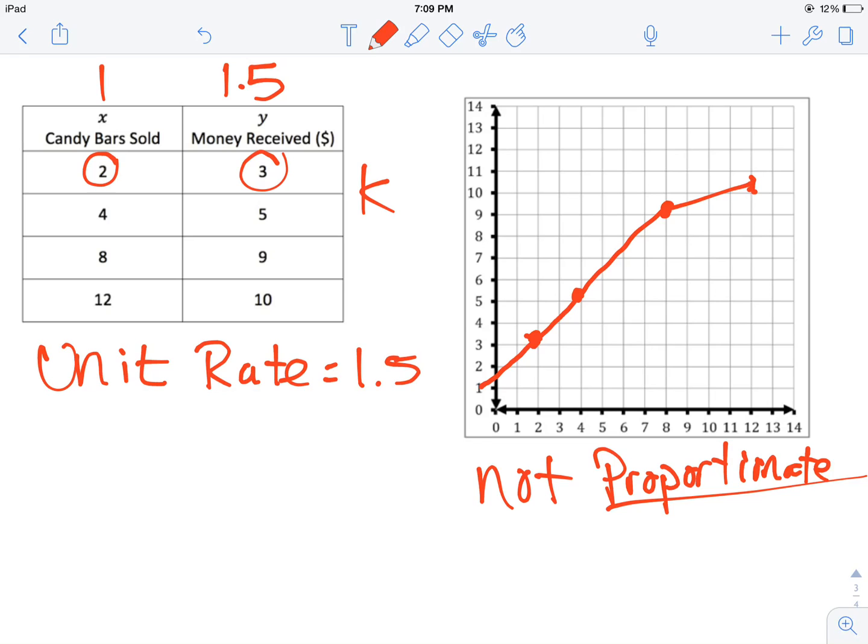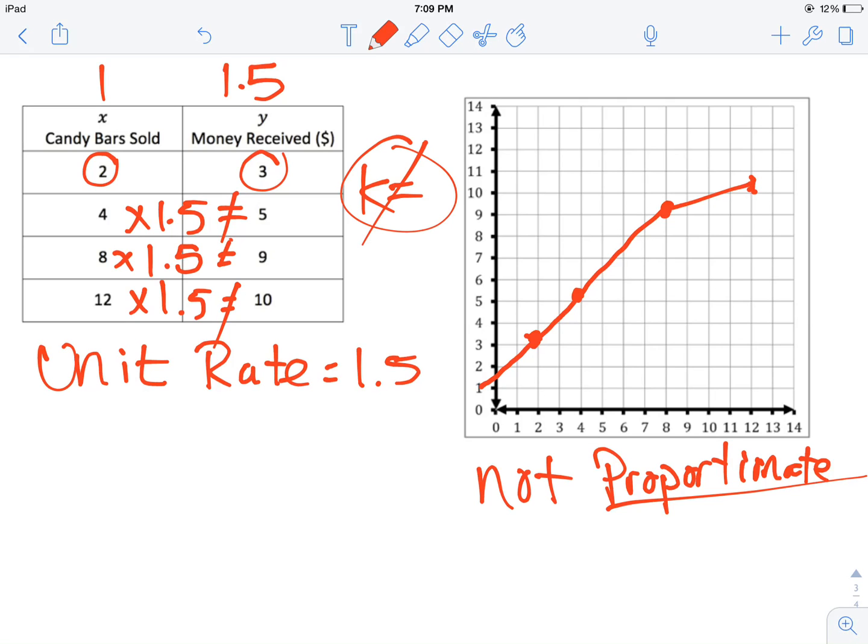Let's see if that's the multiplier here. 4 times 1.5 should be 6. That is not right. 8 times 1.5 should be 12. That is not right. 12 times 1.5 should be 18. That is not right. So it looks like 1.5 is not our constant multiplier. It looks like there is no constant multiplier. So again, it's not proportionate.